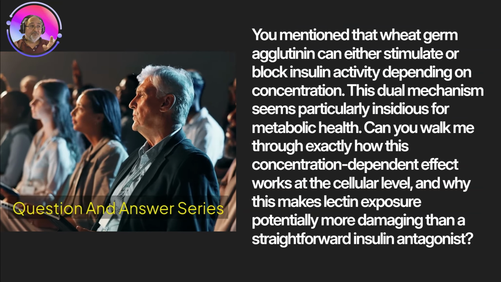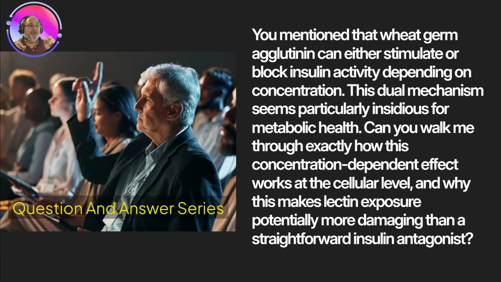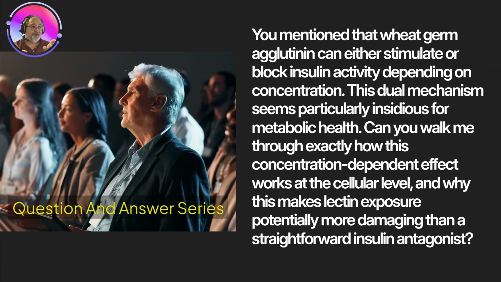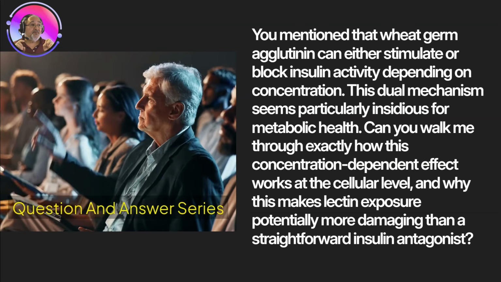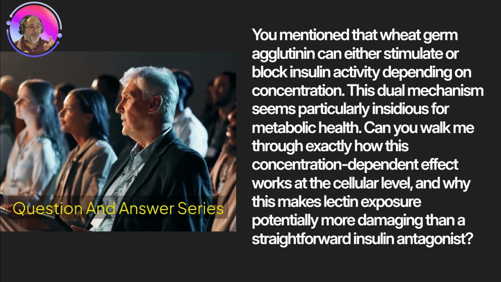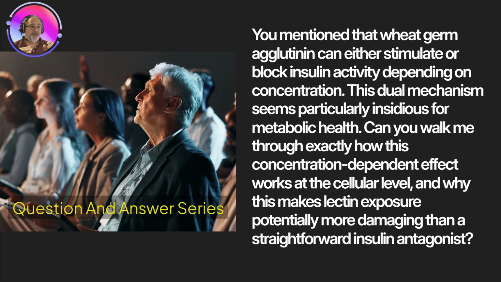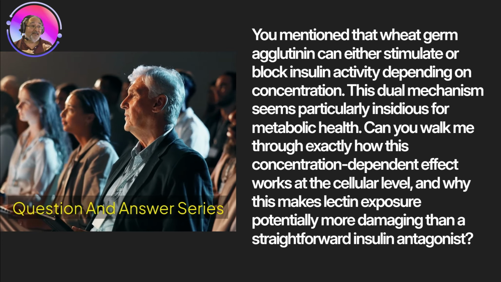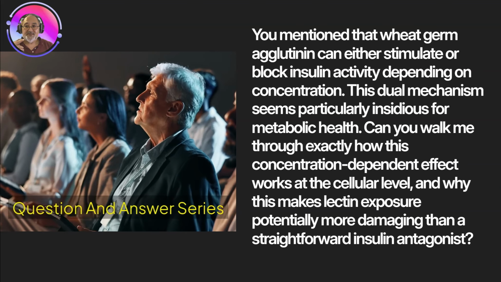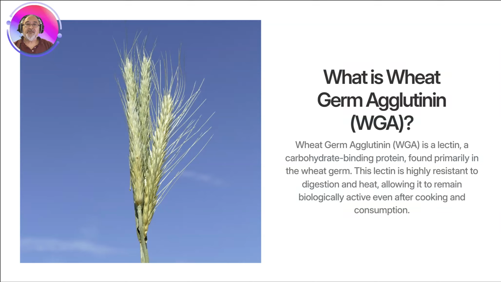So, the question was, you mentioned that wheat germ agglutinin can either stimulate or block insulin activity depending on concentration. This dual mechanism seems particularly insidious for metabolic health. Can you walk me through exactly how this concentration-dependent effect works at the cellular level and why this makes lectin exposure potentially more damaging than a straightforward insulin antagonist? That's a wonderful question. So here we go.